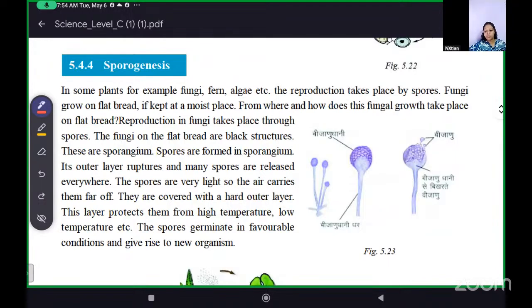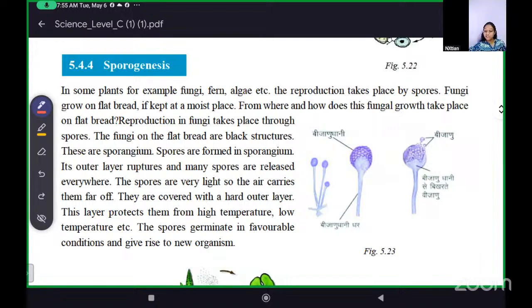takes place through spores. The fungi on the flatbread are black colored structures known as sporangium. Spores are formed in sporangium. Its outer layer ruptures and the spores are released everywhere. Spores are very light, so the air carries them far off. They are covered with a hard outer layer. This layer protects them from high temperature, low temperature, etc. And the spores germinate in favorable conditions and give rise to new organisms.